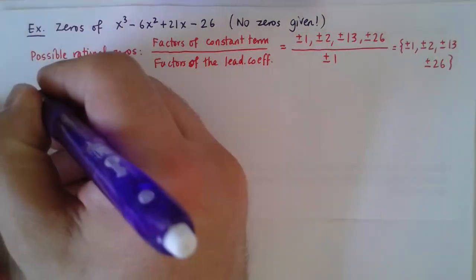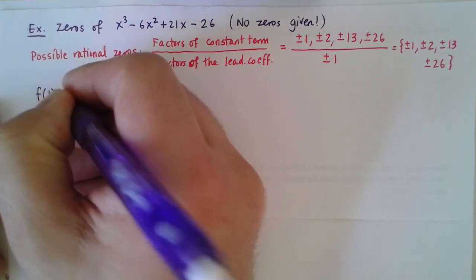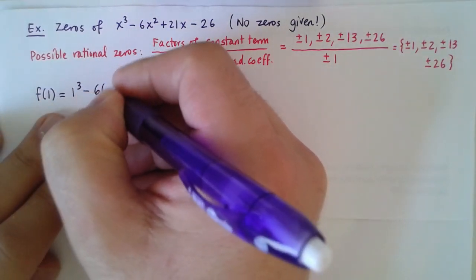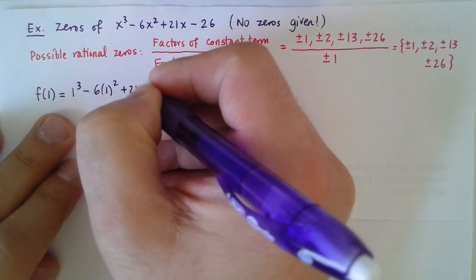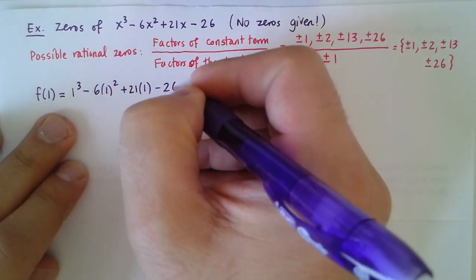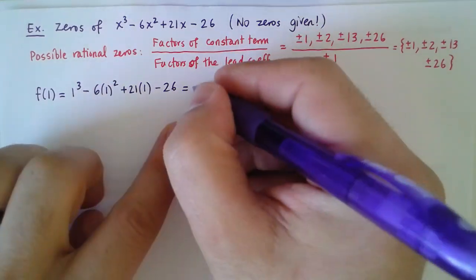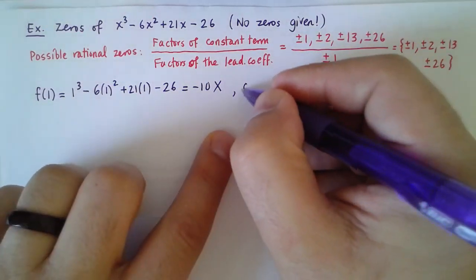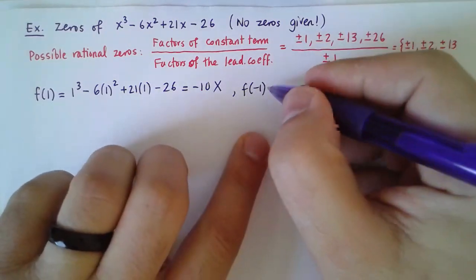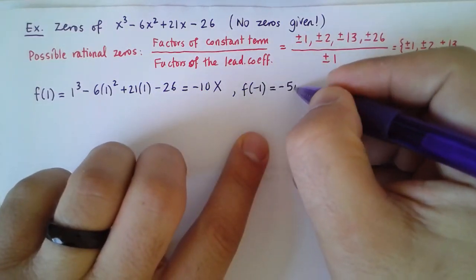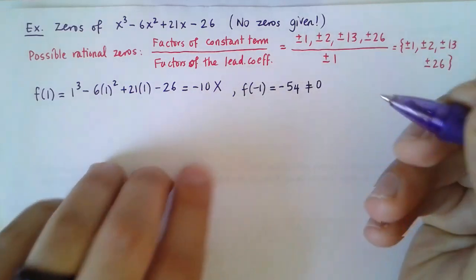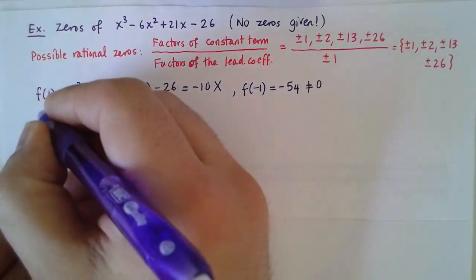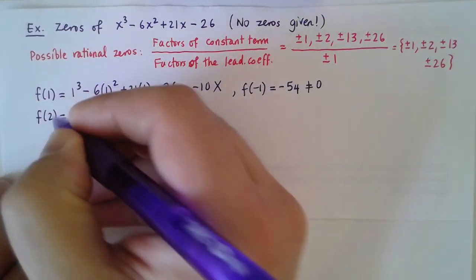So let's start. Let's look at f of 1. You plug it into the function: 1 to the third minus 6 times 1 squared plus 21 times 1 minus 26. You will get -10. It's not 0. Try another one, f of -1. Use a calculator, that's going to be -54, which is not 0. We want to find a number that makes it 0. Let's try f of 2.